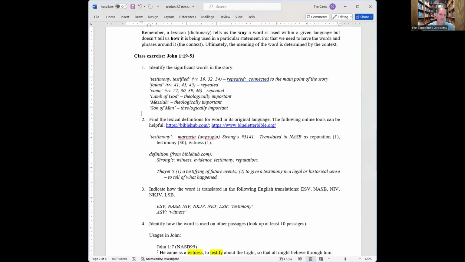Now for your assignment, you're going to want to pick 3 words. I'm just going to pick 1 word for this example, but you need to remember to do 3 for this particular assignment. So I'm going to pick the word testimony or testify just because it's repeated and it's connected to the main point of the story. All right, and so first step, identify significant words. We did that. Second step, find the lexical definitions for the word in its original language.